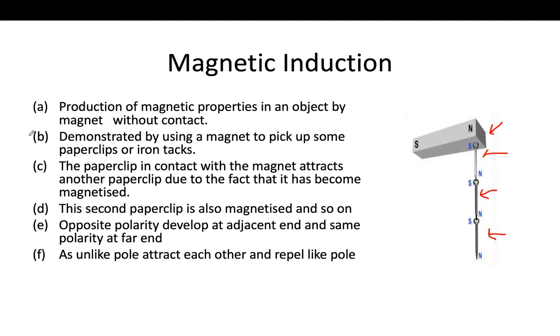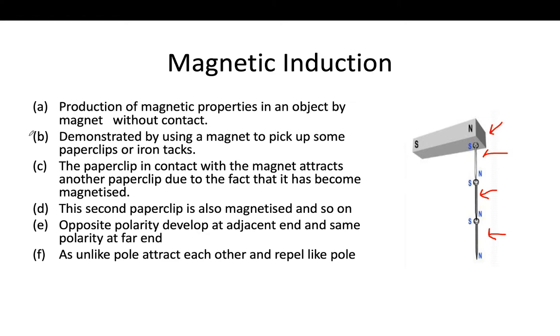Demonstrated by using a magnet to pick up some paper clips or iron tacks, because one paper clip will attach to the magnet, and that magnet will change the properties of the paper clip. The paper clip in contact with the magnet attracts another paper clip due to the fact that it also becomes magnetized. This second clip is also magnetized, and so on.